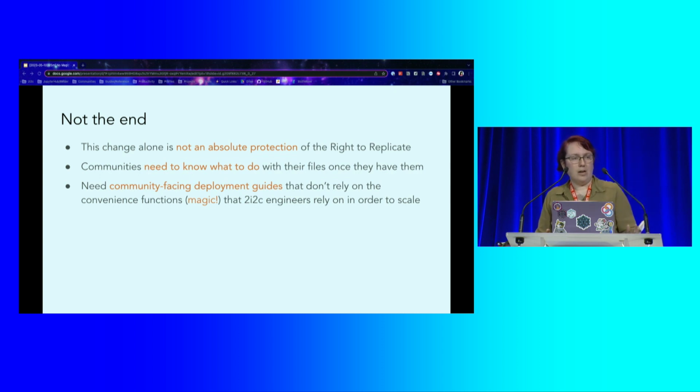But this alone actually isn't the end, because it's not an absolute protection of the right to replicate. Going into those cluster.yaml files is actually not that accessible. And even if a community did extract their files, they need to know what to do with them once they have them. So we need some community-facing deployment guides that don't rely on the convenience functions or the magic that 2i2c engineers rely on in order to scale.